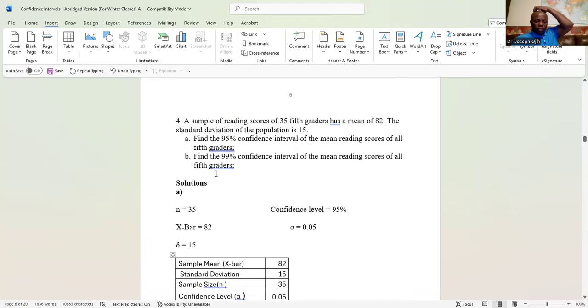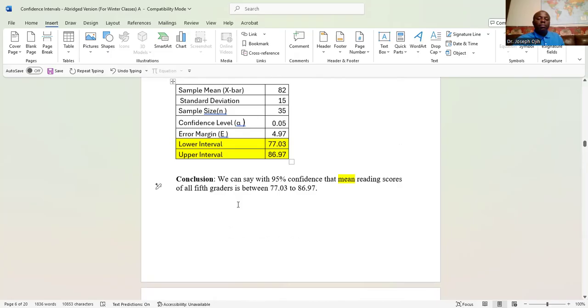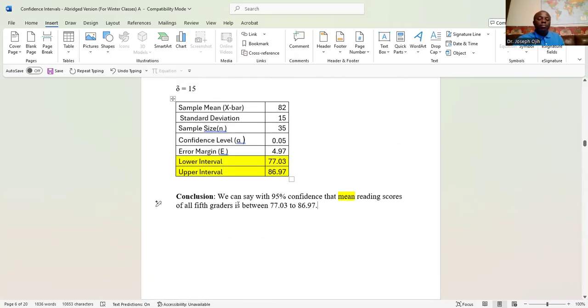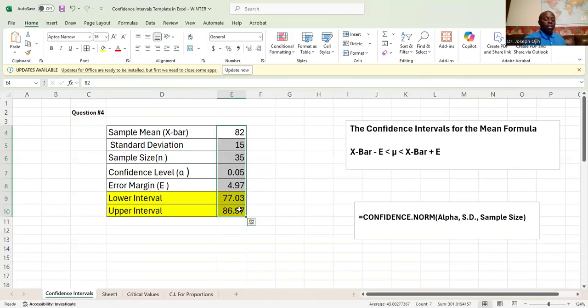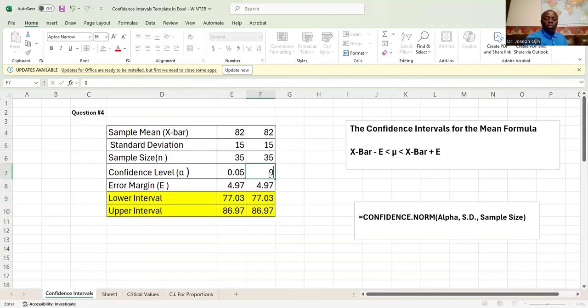Now part B says find the 99% confidence interval. So you're doing the same thing, but this time around you're using 99%. Now again, that is where Excel has an advantage. So taking Excel, all you need to do is go to Excel and just copy this here on this side and paste it beside it. This time I talk about 99%, so your alpha is going to be 0.01. So let's change it to 0.01, and it will calculate it. That's it. See, you have it right there.